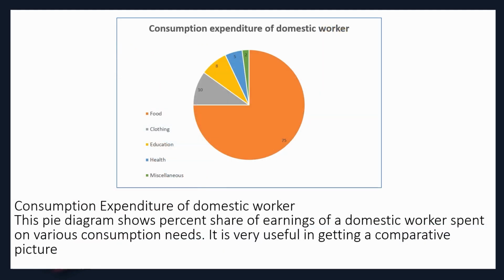Figure 2 shows the consumption expenditure of a domestic worker. This pie diagram shows the percentage share of earnings of a domestic worker spent on various consumption needs. It is very useful in getting a comparative picture. As you can see from the pie chart, 75% of the expenditure of a domestic worker is on food. So food constitutes a major chunk of expenditure, followed by other expenses like clothing, education, health, and other miscellaneous expenses.